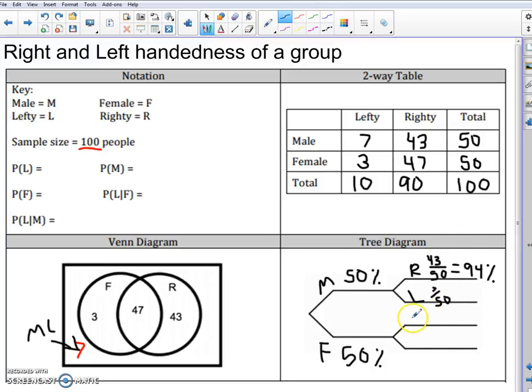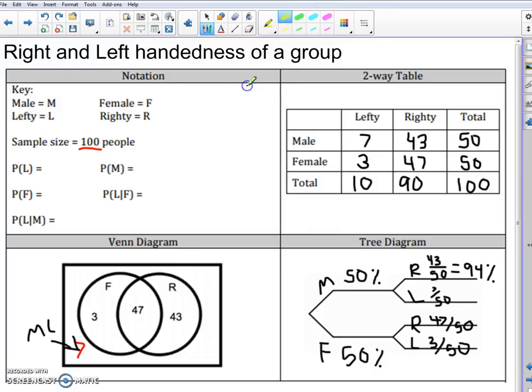So same thing, we go ahead and say, okay, right-handed females now, and I need to do the left-handed females. If I look at the female chart, you can see that there are 47 that are right-handed, so 47 out of 50 females are right-handed. And that leaves 3 out of 50 left-handed. So now I have everything filled out. This is good. That was the big goal. And now I can just go ahead and answer questions.